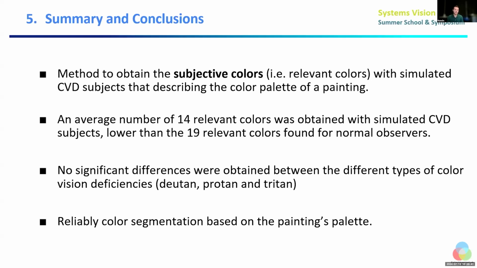In this case, 19. This reveals that dichromatic observers affect how the mental impression of the observed painting is degraded. And third, there was no significant difference between the different types of color vision deficiencies, I mean, between deutan, protan, and tritan subjects, with numbers of relevant colors around 13 and 14.